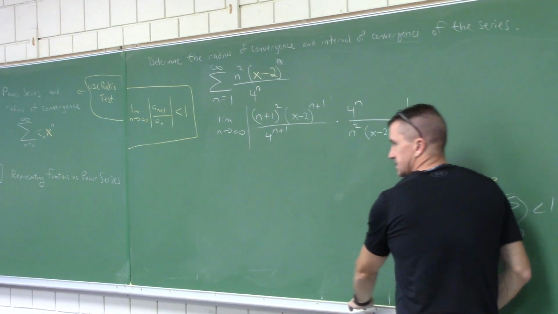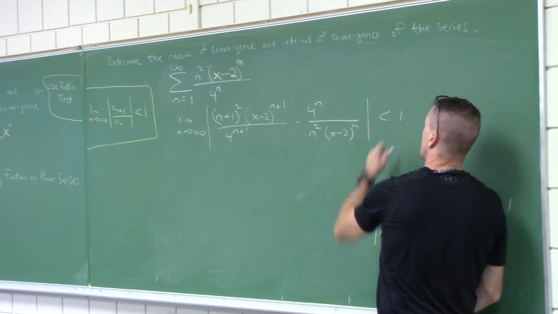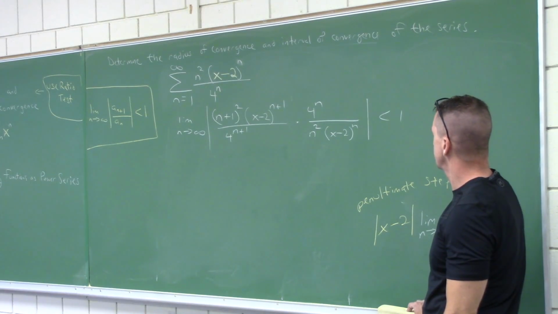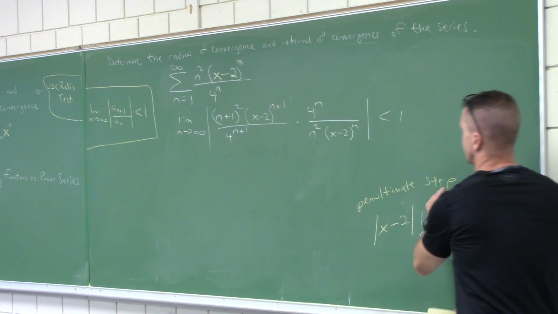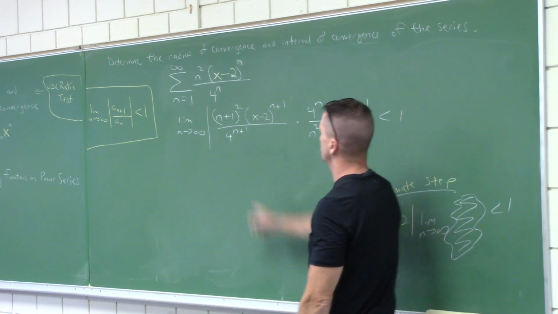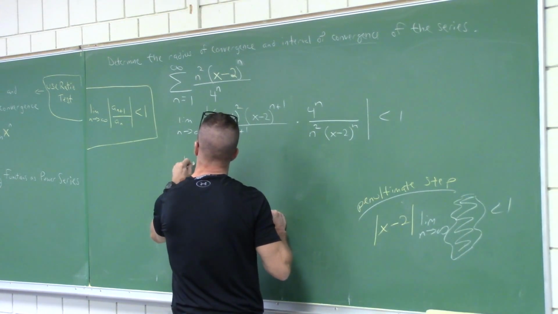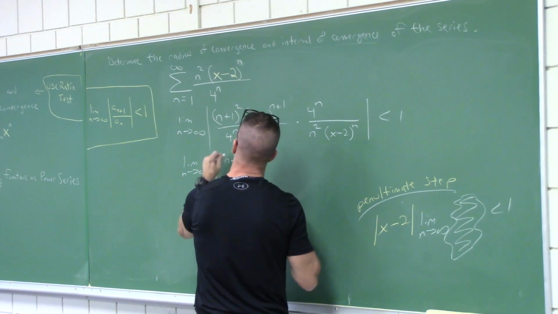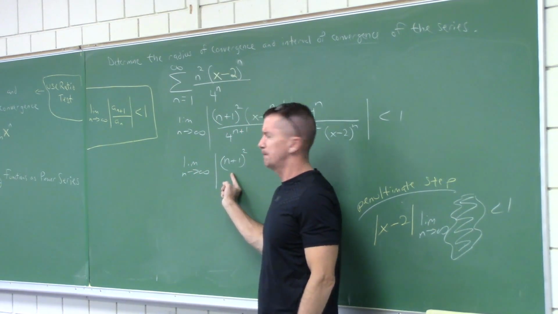And we're determining when this limit is less than 1. Ratio test. That'll be our second to last step. Why? Because what happens here? N plus 1 squared. Do you have to FOIL that out?